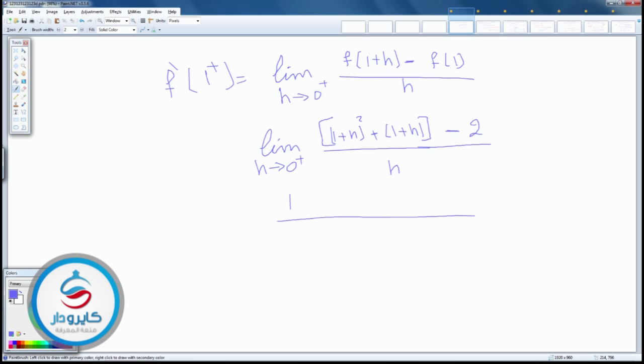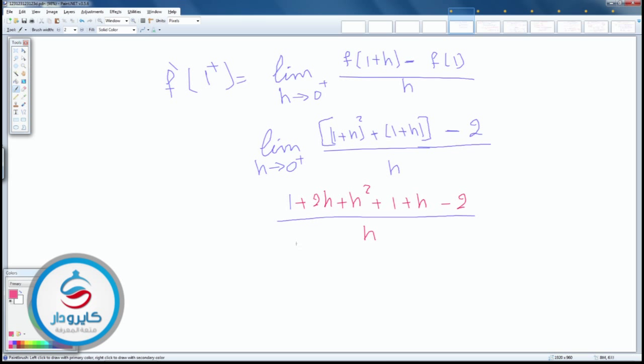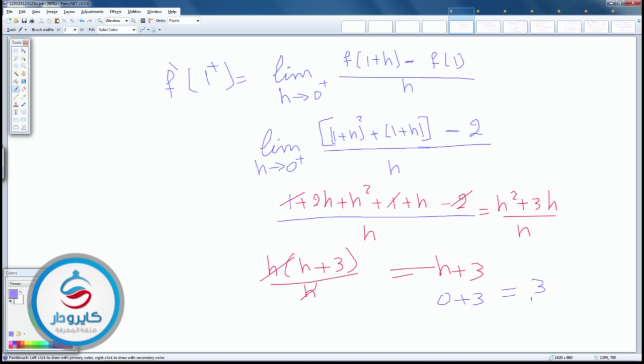It will be 1 plus 2h plus h square plus 1 plus h minus 2 over h. It will be 1 plus 1, 2 crossed out with 2. We have now h square plus 3h over h. Take h common factor, يبقى عندي h plus 3 over h. Now we have h plus 3. Don't forget that h equals 0. It will be 0 plus 3. This will be equal 3.